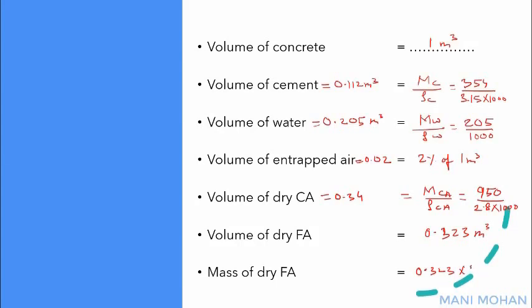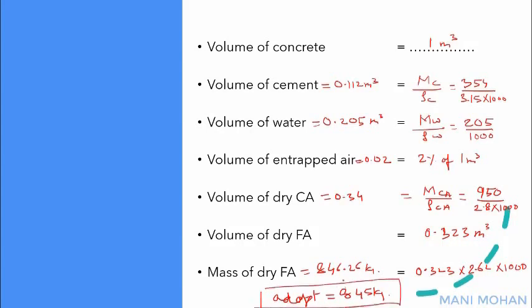Density of fine aggregate is specific gravity of fine aggregate into 1000. So this gives the mass of fine aggregate as 846.26 kg. Let us adopt the mass of fine aggregate as 845 kg. Since this is a trial mix, we can adopt the value close to computed value. So we are adopting 845 kg as the mass of dry fine aggregate.